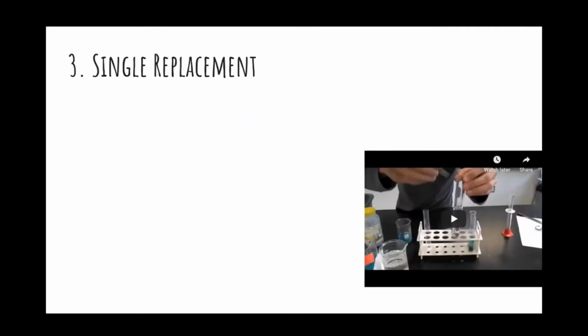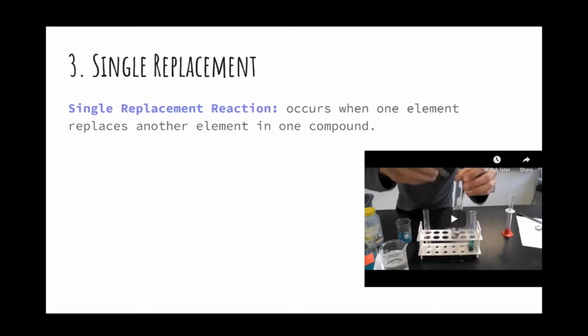So let's go ahead and take a look at what's called a single replacement reaction. A single replacement reaction occurs when one element replaces an element in a compound. What might that look like is we have this general formula. We have A plus BC, this single compound, and what happens is that A will replace B in that compound, and we will produce B plus AC.